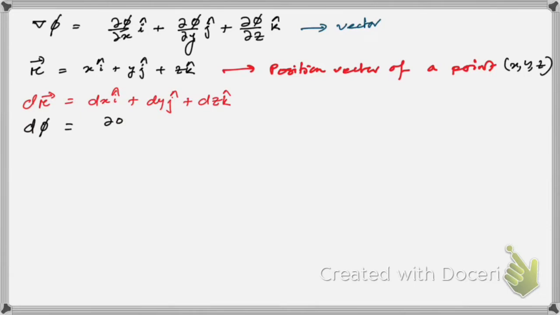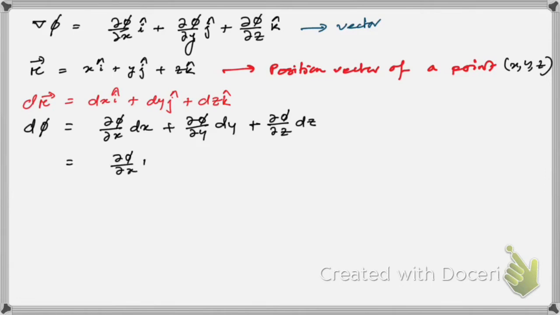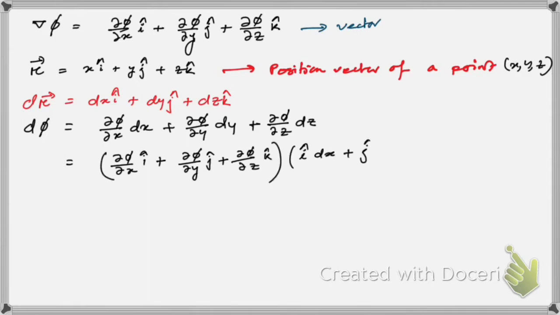Then the total derivative of phi that we have already written in the previous slide. Let me write it again here. So this is the total derivative, right? It can be expressed as a dot product of two vectors, this one and this one.